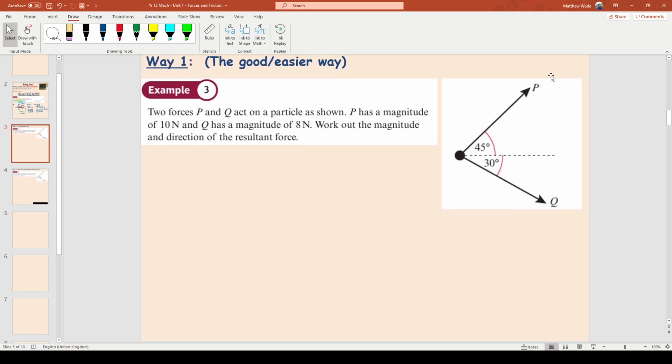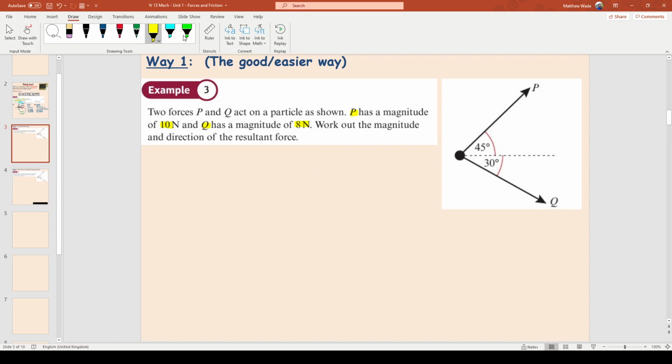Now this one here is just, this is not actually a very physicsy question. This is more about a theory question. It says 2 forces, P and Q, act on a particle as shown. P has a magnitude of 10. I'm not gonna be a bad example. I'm not gonna steal the picture. Okay, P's got a magnitude of 10, and Q has a magnitude of 8.